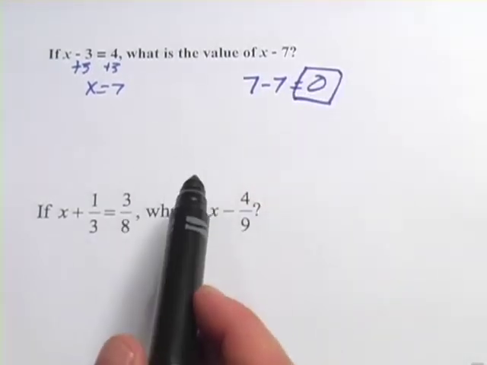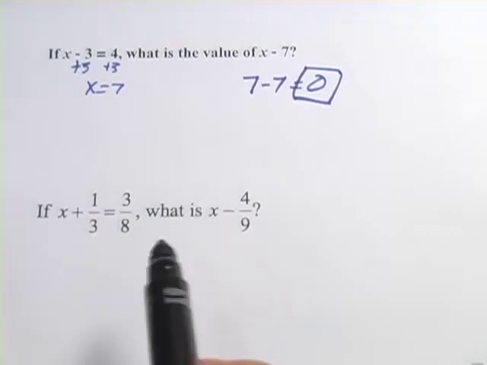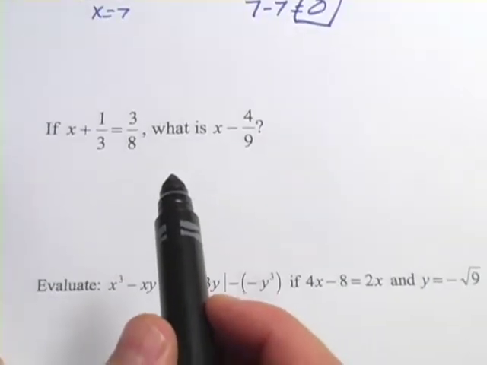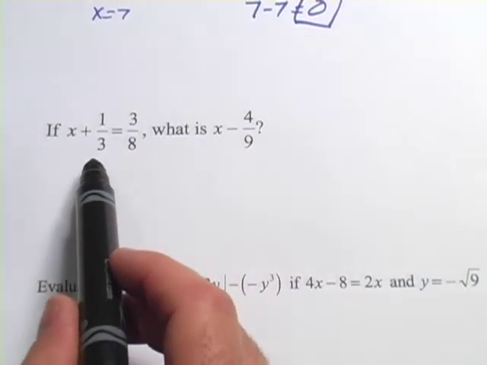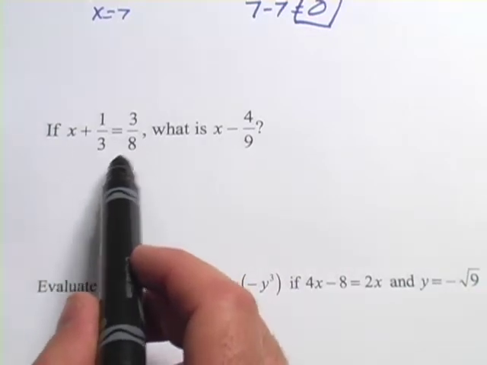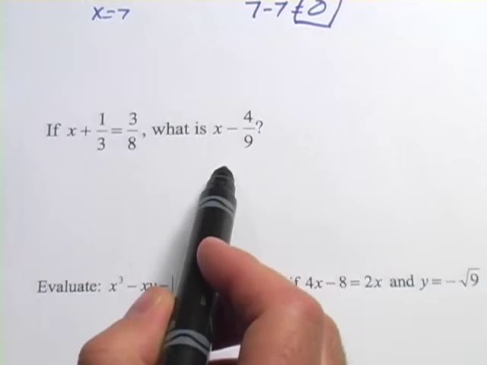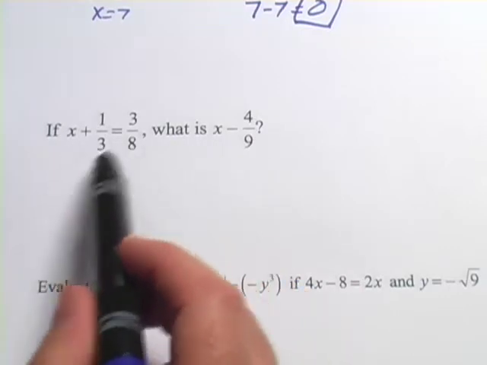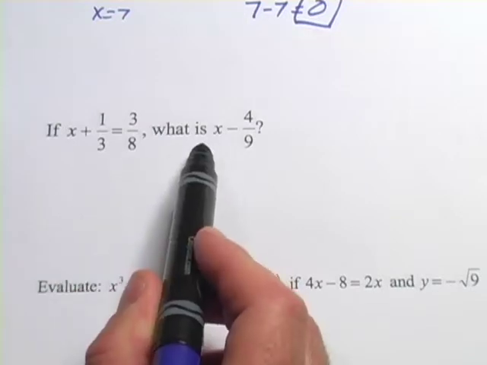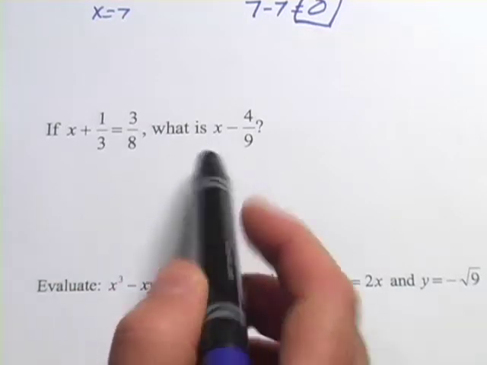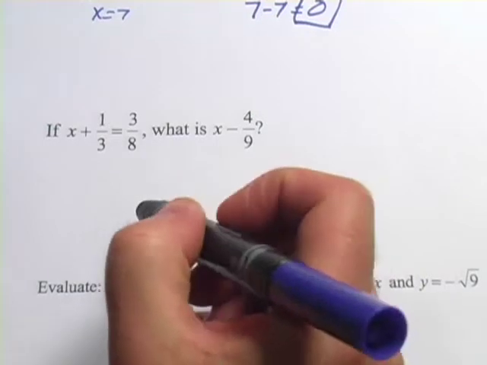Now that's a fairly simple example. A lot of these get much more complex. Let's take a look at the next one. This one says x plus 1/3 equals 3/8. What is x minus 4/9? So again, we're simply going to solve for x, or maybe not so simply solve for x, and then plug in x over here and try to get a value. Because we're dealing with fractions, this gets a little more complicated.